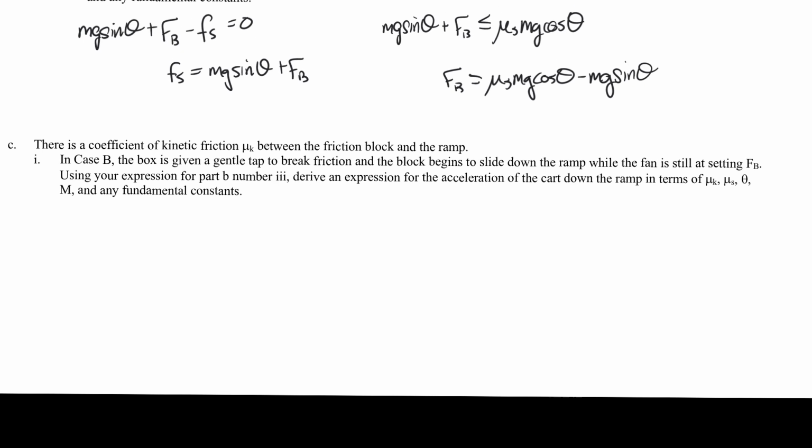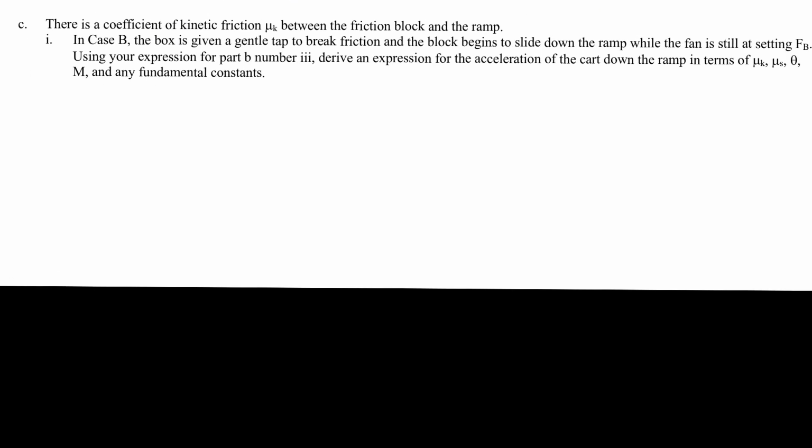Might as well answer question C. There is a coefficient of kinetic friction mu k between the friction block and the ramp. In case B, the box is given a gentle tap to break friction, and the block begins to slide down the ramp while the fan is still at the setting FB. Using your expression for part B, number 3, derive an expression for the acceleration of the cart down the ramp in terms of mu k, mu s, theta, m, and any fundamental constants.